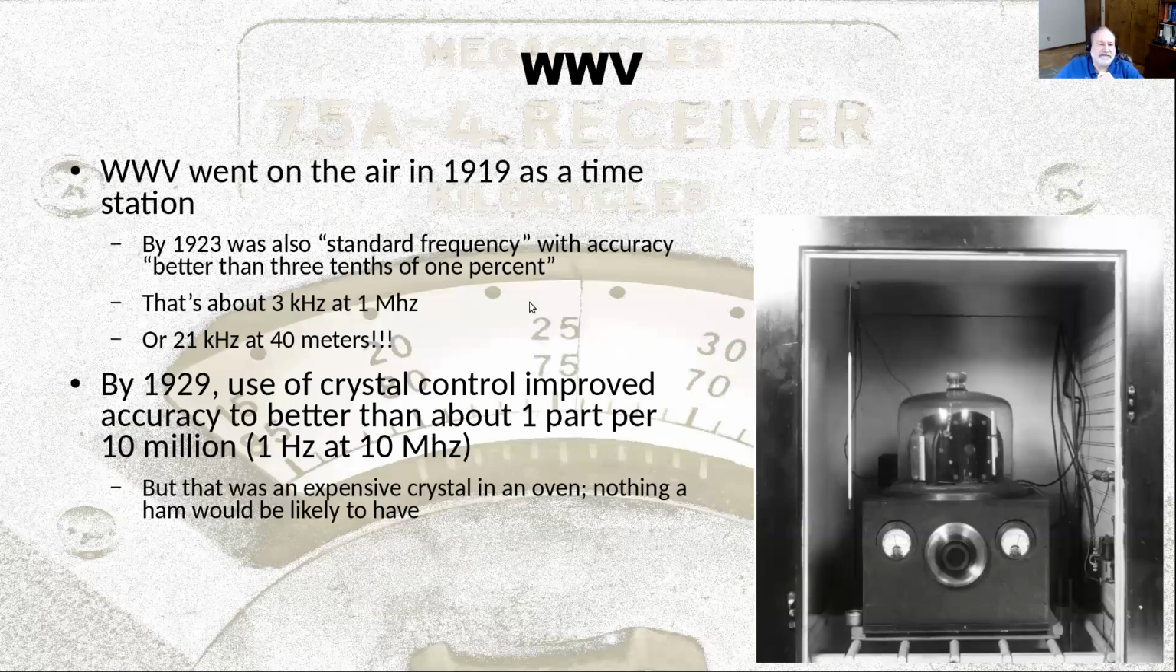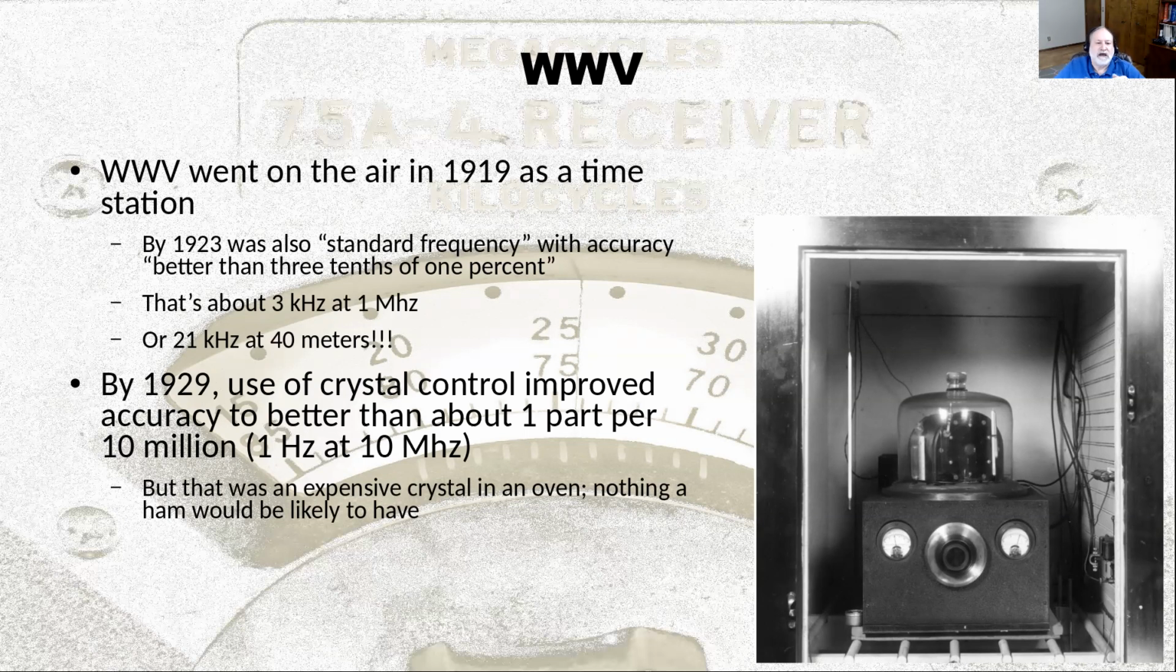Actually, we'll return to 1919 because that's when WWV went on the air. If you've ever operated HF, you've almost certainly heard WWV. It's the US standard time and frequency station. When it first went on the air, it was actually a time standard only. But by 1923, it was transmitting a standard frequency with an accuracy of better than 0.3%. Going back to what we just talked about, that's about 3 kilohertz at 1 megahertz or 21 kilohertz at 40 meters.